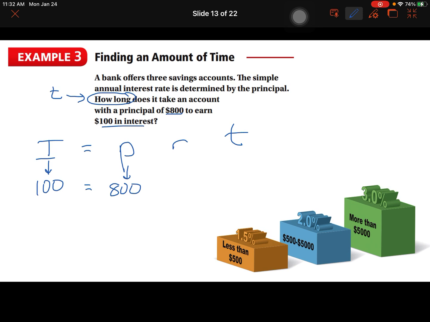So we put in $800, so that doesn't fit into that box. We did not put in more than $5,000. We put in between $500 and $5,000, so we get a 2% interest rate. So 2%, once again, we need to change into its decimal form, which would be 0.02.